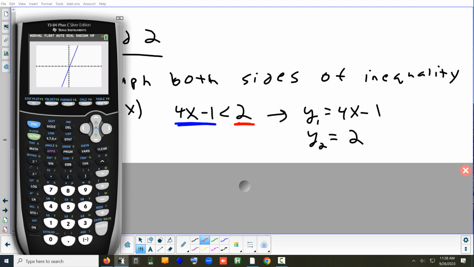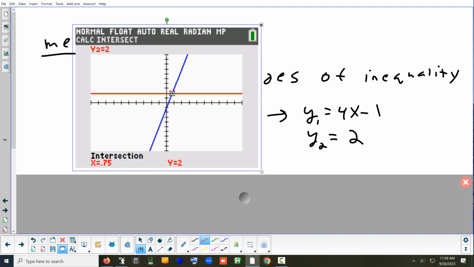The first step to figuring out where one is above the other is figuring out where they're exactly the same as each other. Then we can decide where to go from there. How do I see where they're exactly the same? Second calc, intersect. So they are exactly the same when x is 0.75. Now, I want the blue to be under the red. To make that happen, would I want to pick values below 0.75 or above?